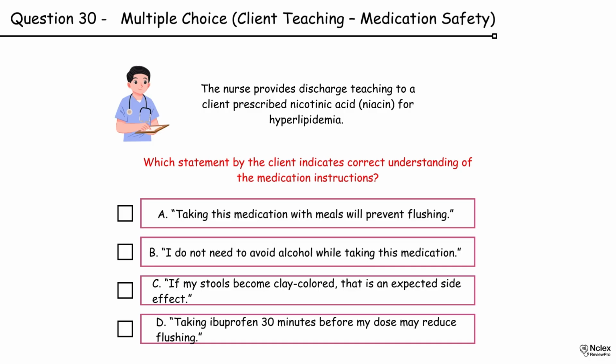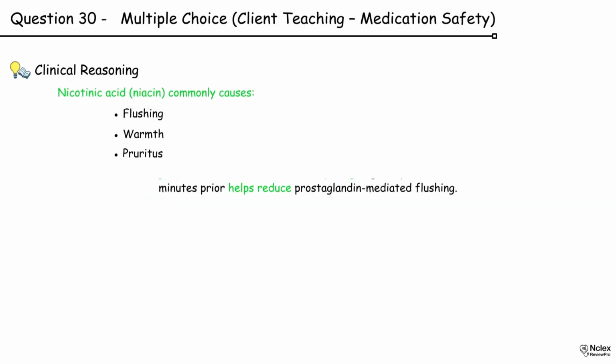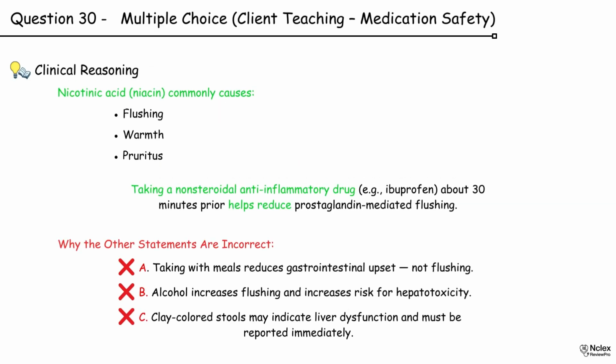The correct answer is D. Taking ibuprofen 30 minutes before my dose may reduce flushing. Let's break this down clearly. Niacin commonly causes flushing, warmth, and itching. This flushing occurs because of prostaglandin release. Taking a nonsteroidal anti-inflammatory drug, such as ibuprofen, about 30 minutes before the dose can reduce that flushing response.